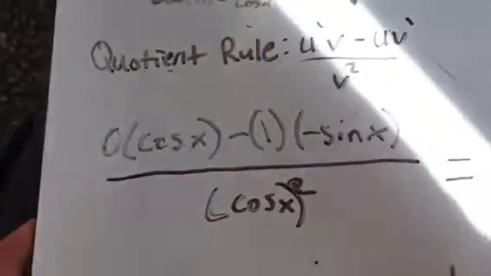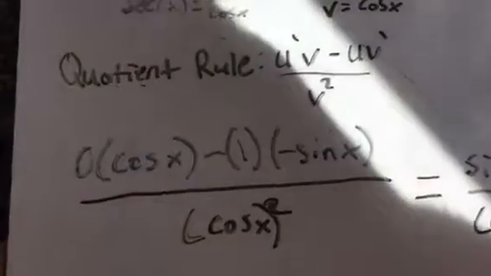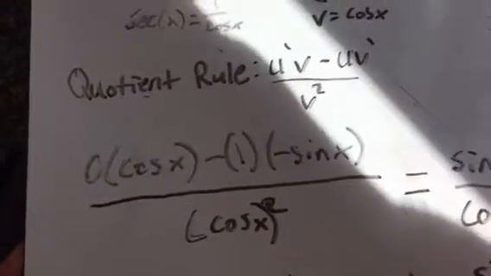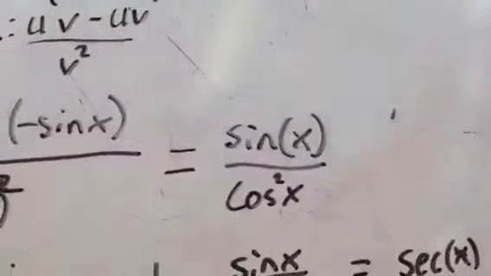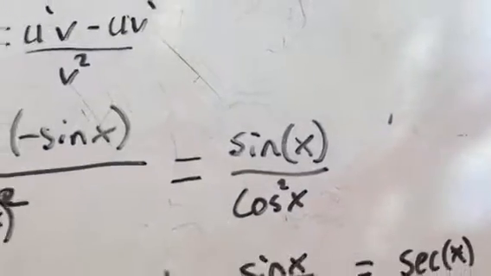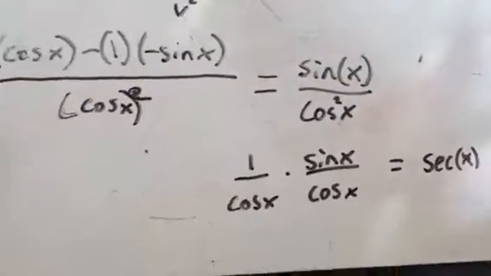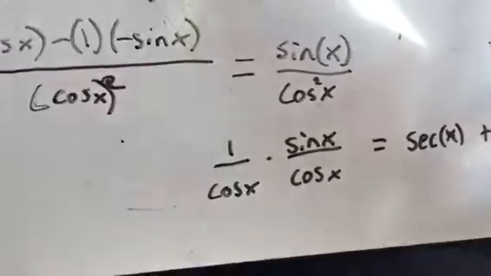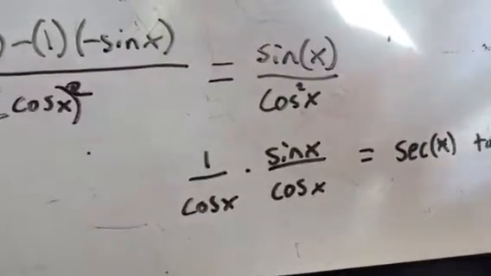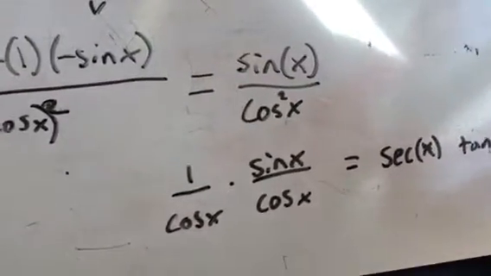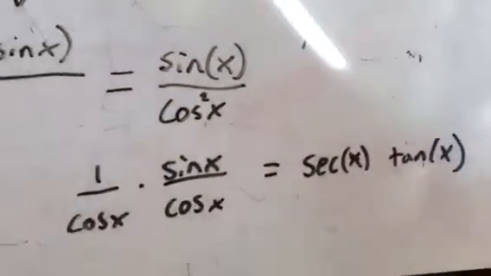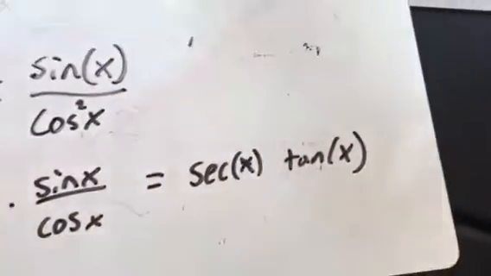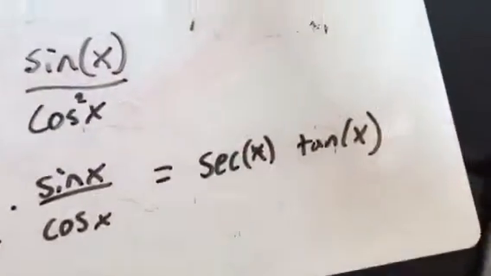And so we're going to do 0 times cosine x minus 1 times negative sine x over cosine x squared using the quotient rule. That equals sine x over cosine squared of x, which is really just 1 over cosine x times sine x over cosine x if you rewrote it. And so therefore we get the derivative of secant x is secant x times tangent x.